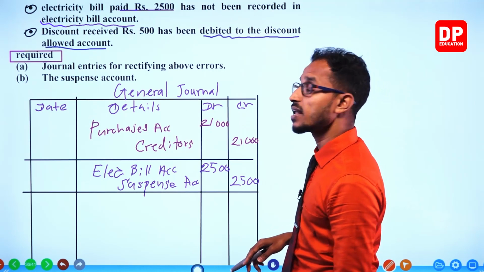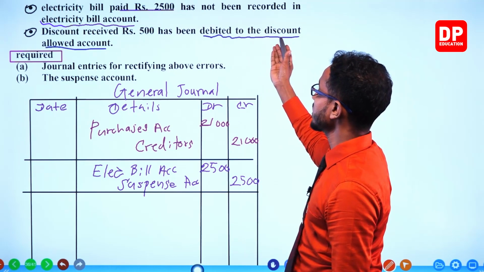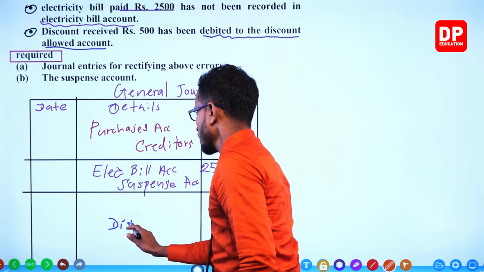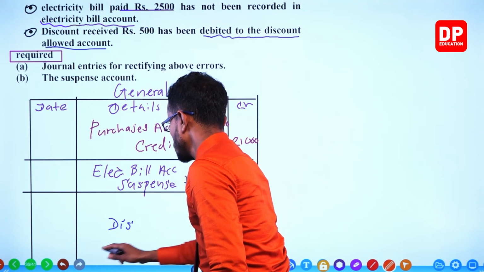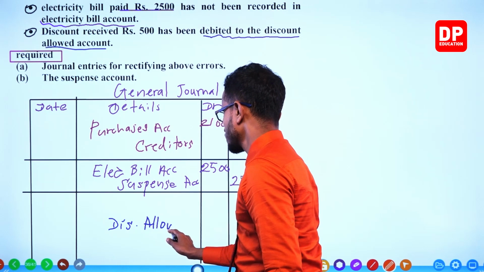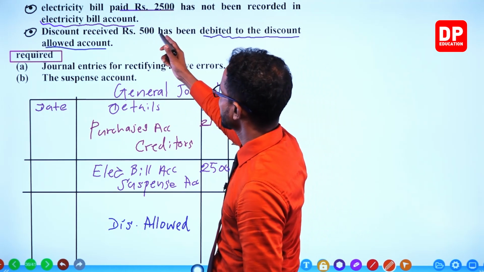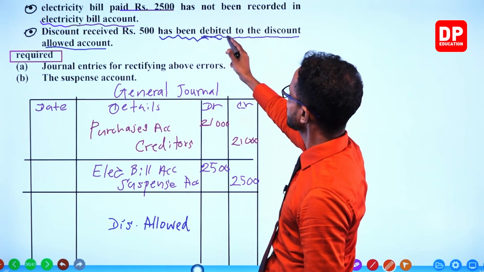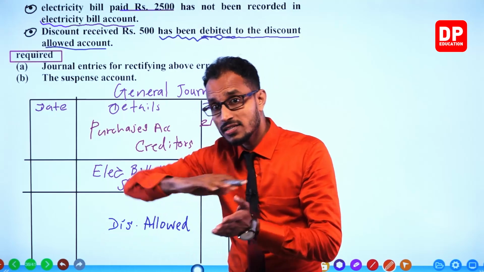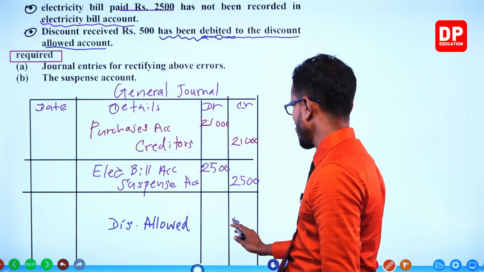Debited to the discount allowed account. What we should do is cancel off this debit entry from the discount allowed account. To cancel a debit entry, the discount allowed account should be credited. It has been debited, no? That's an error. To cancel off that, you credit discount allowed, 500.